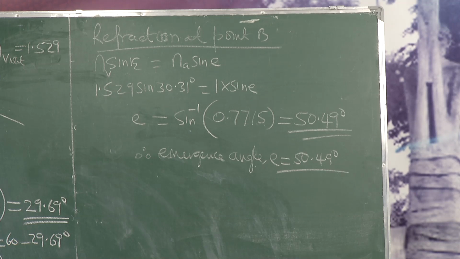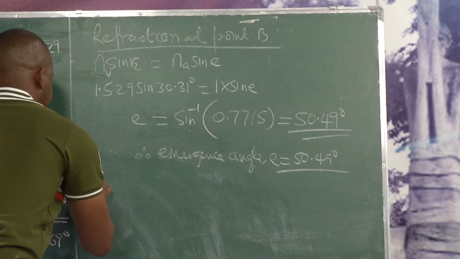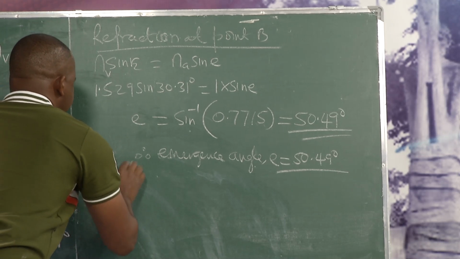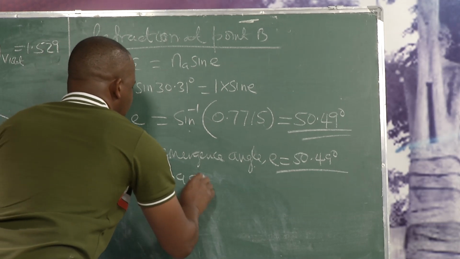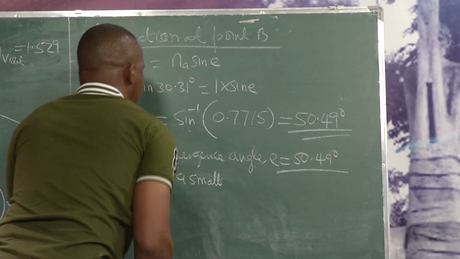The emergence angle is 50.49 degrees. In the remaining time, I want us to look at an expression for deviation by a small angle prism.